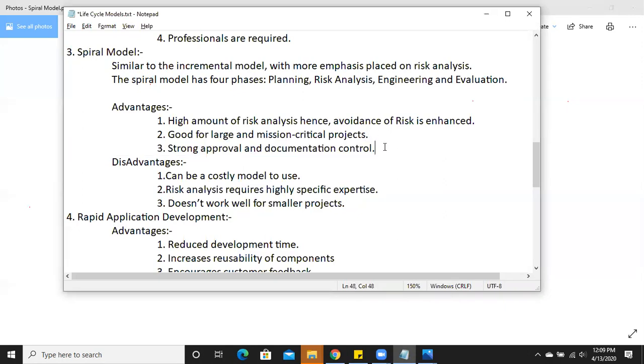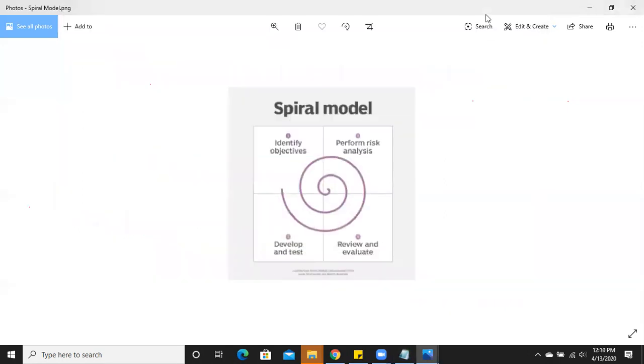So we will not document every time, right? The main time required to document our project is the first time. After the first time, we will just have to make changes, right? So with documentation control, that much time is not required in each and every iteration. All right, so there is strong approval also, because we are iterating each and every process.